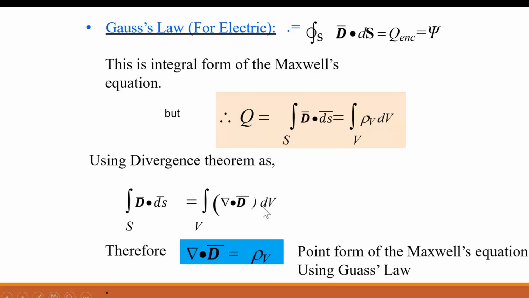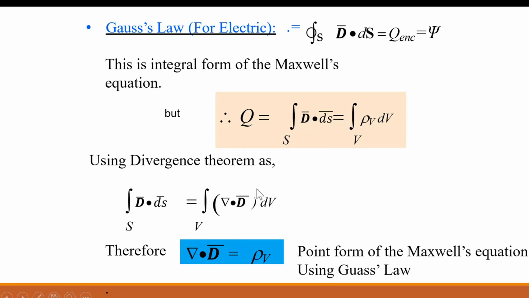So dv is the element of the volume, right? So closed surface integration of D dot dS is equal to volume integration of del dot D bar into dv. This is the divergence theorem, and the quantity is the same, so we have written it like this.